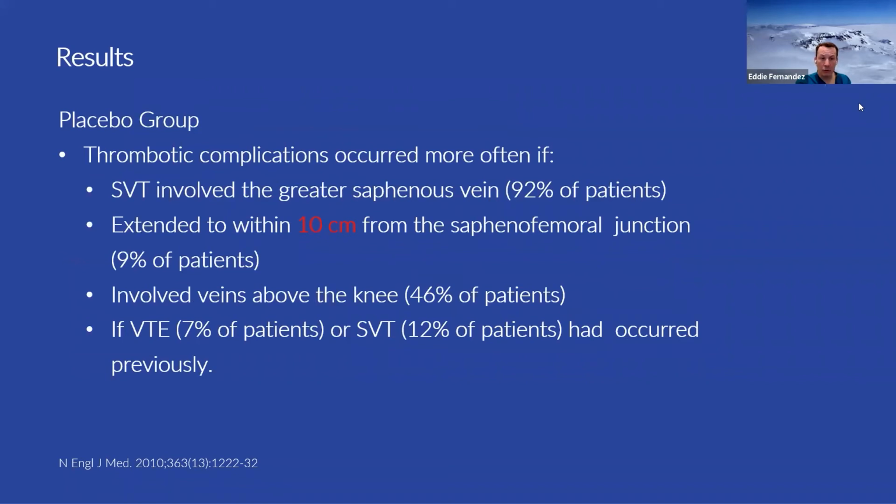Compare that to the placebo group, in which thrombotic complications occurred more often. SVT involved the greater saphenous vein in 92% of the patients. It extended within 10 centimeters from the saphenofemoral junction in 9% of the patients, involved veins above the knee in 46% of the patients, and 7% had DVT or SVT and 12% had occurred previously, they had recurrence. So it really kind of puts the nail in the coffin that these patients do benefit from anticoagulation.